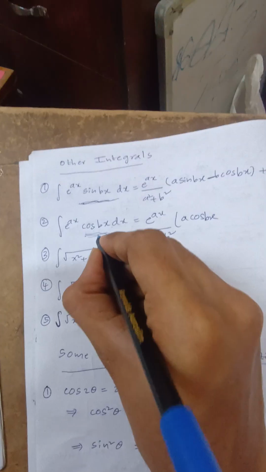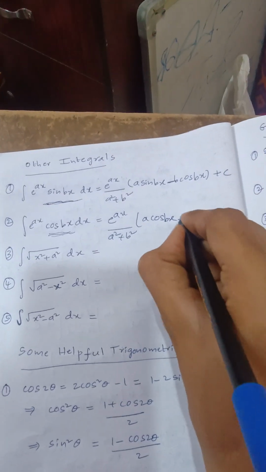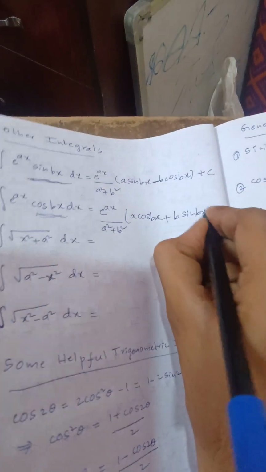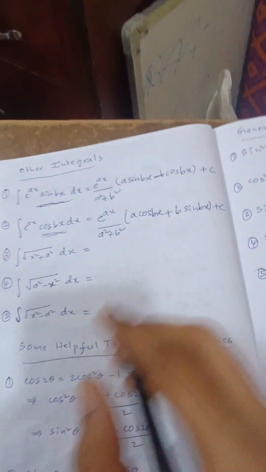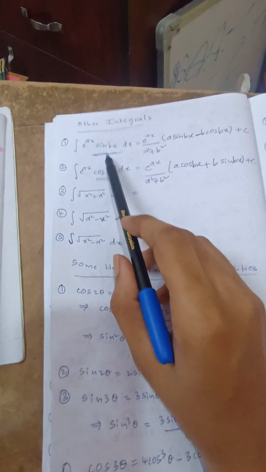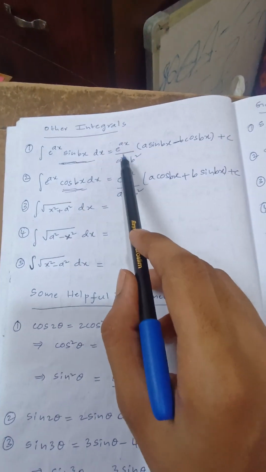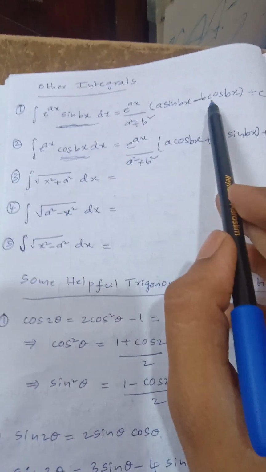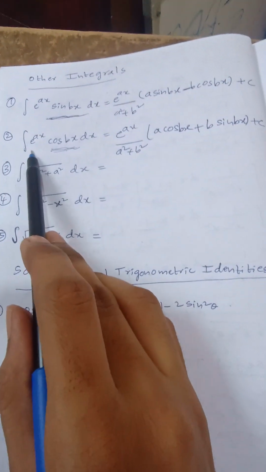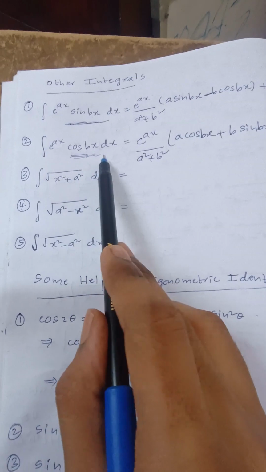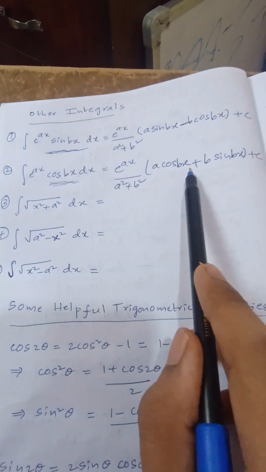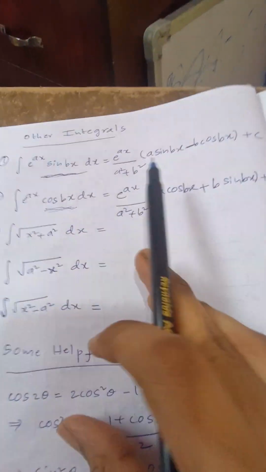As here cos x is even function, we can write this as plus b sin bx plus c. So integration of e power ax sin bx dx is nothing but e power ax by a square plus b square, a sin bx minus b cos bx plus c. Integration of e power ax cos bx dx is nothing but e power ax by a square plus b square, a cos bx plus b sin bx plus c.